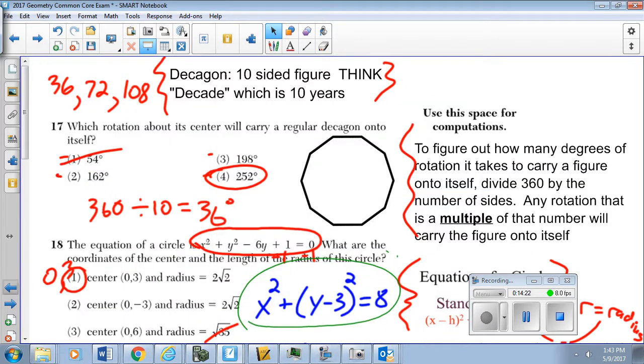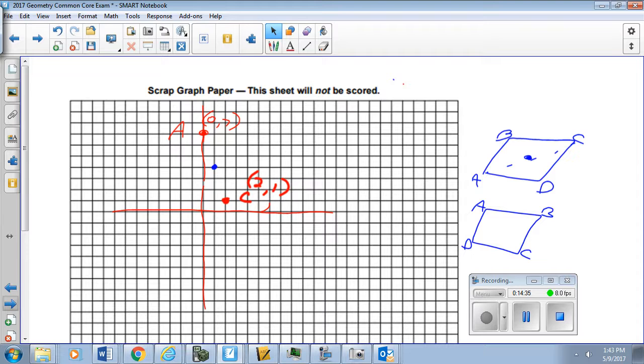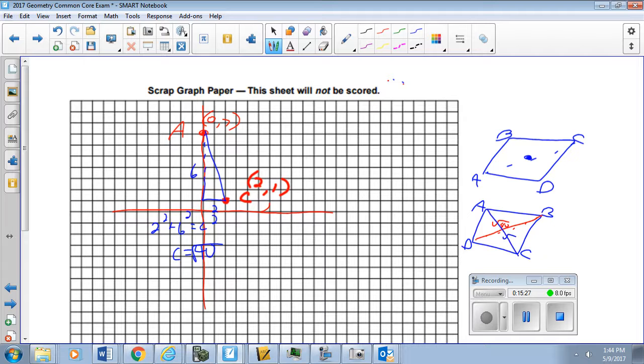All right, so let's go back, okay, so we know 1 is not it. That doesn't prove anything. Okay, the length of BD is radical 40. So what they're saying here is, let's look at this example over here. They're saying that this diagonal is radical 40. Well, let's see. What is the length of AC? So if I do the length of AC, I'm going to get rid of this little midpoint here. So AC would be this. So that would be 2, this would be 1, 2, 3, 4, 5, 6. So that'd be 2 squared plus 6 squared is equal to C squared. So C is equal to the square root of 40. Now, that means that both of these diagonals are radical 40.